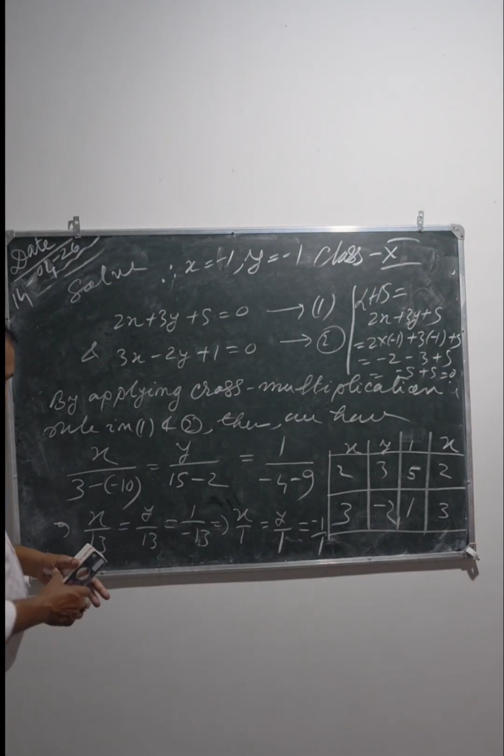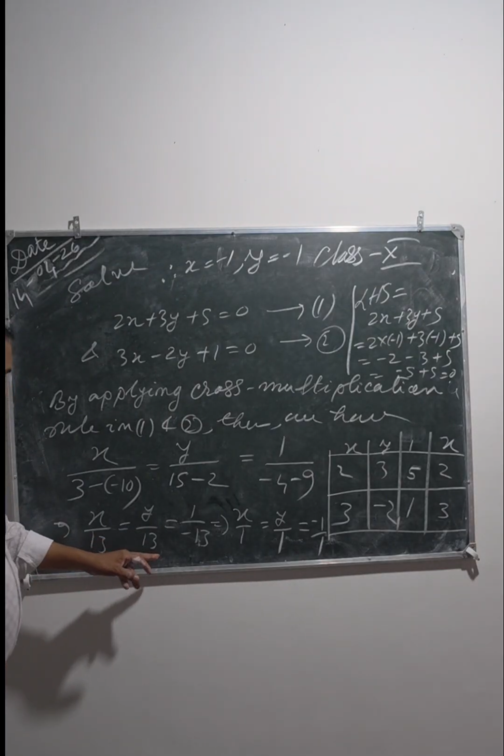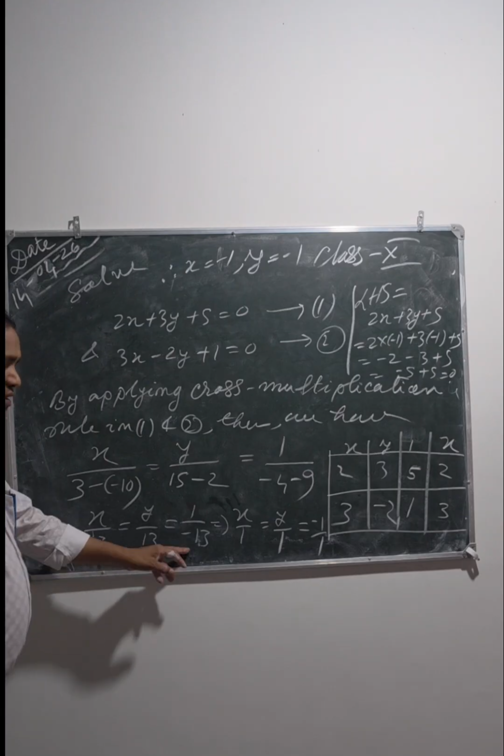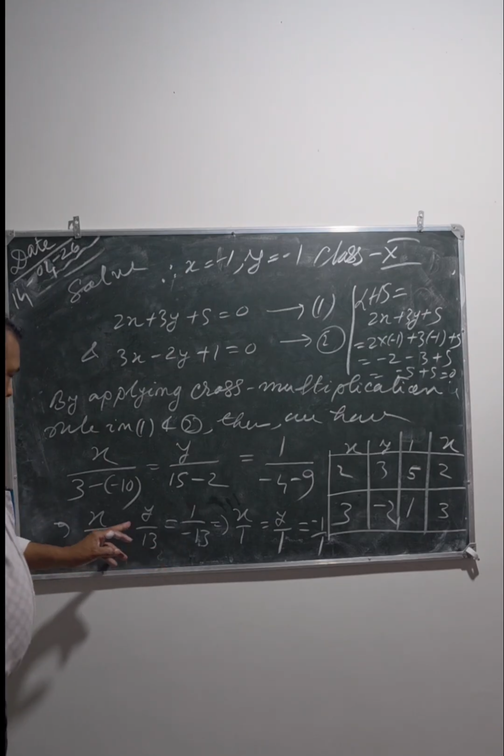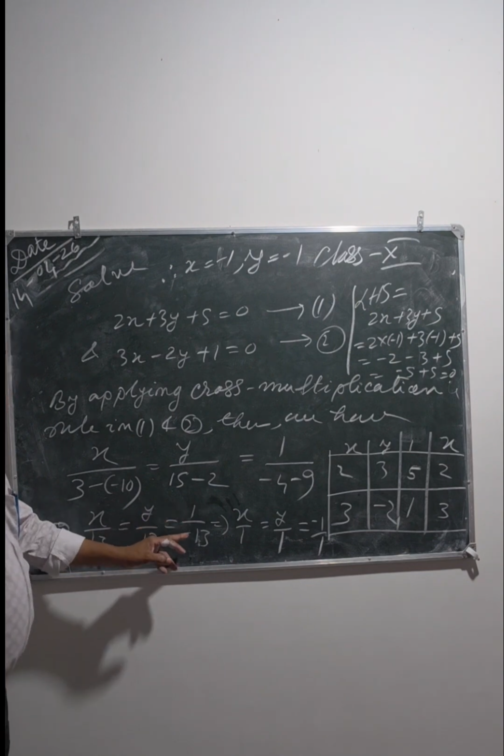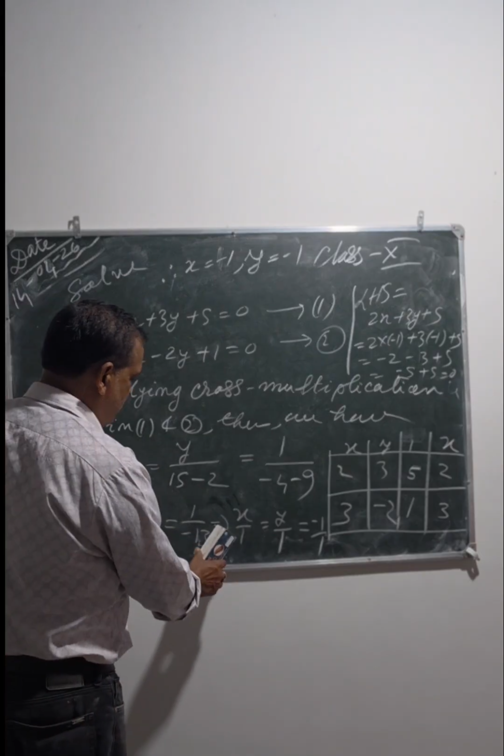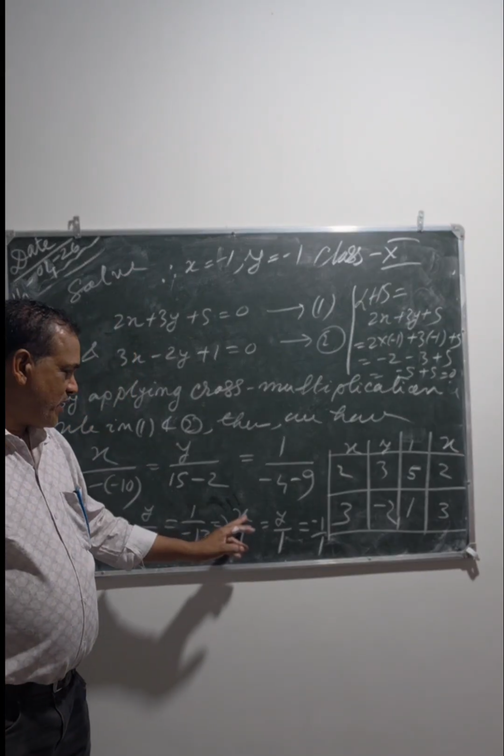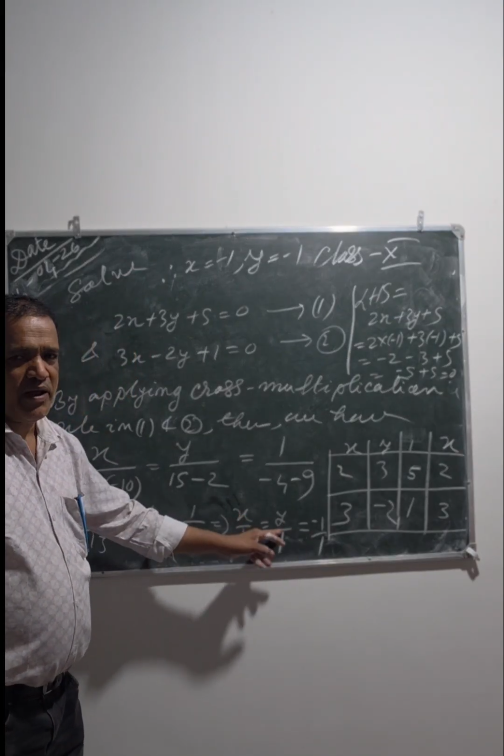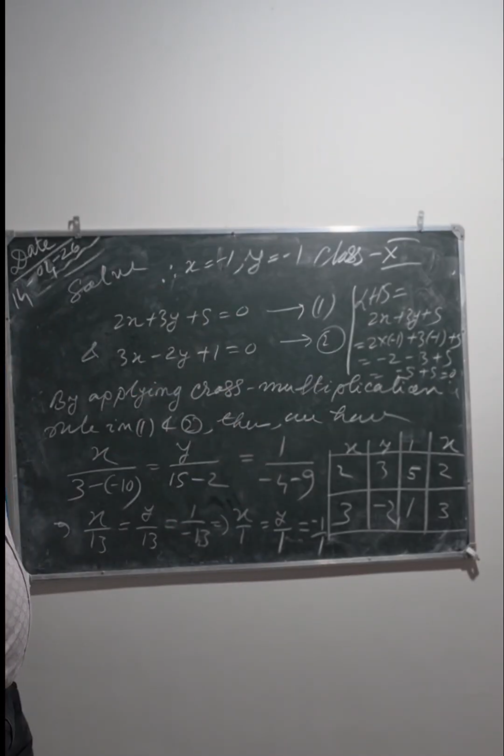Or we have to divide the denominator also by 13. Then 13 can be removed. Finally it will be x by 1, y by 1 and 1 by minus 1, that is minus 1 by 1. So if we want to compare after simplification, the value of x will be minus 1, and again the value of y also will be minus 1.